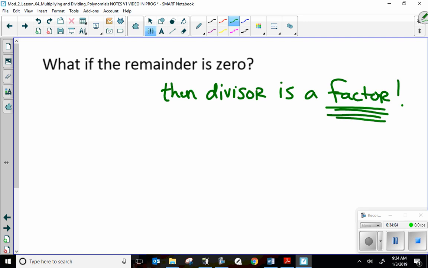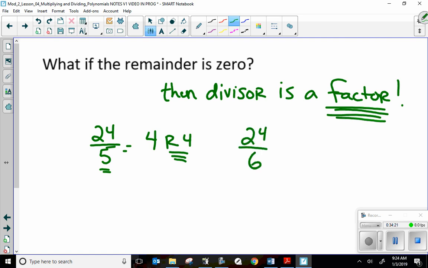For example, if I have 24 divided by 5, 5 goes into 24 4 times with a remainder of 4. This remainder is not 0 because 5 isn't a factor of 24. But if I take 24 and divide it by 6, that goes in 4 evenly. The remainder is 0. Since the remainder is 0, 6 is a factor of 24. 6 times 4 is 24.